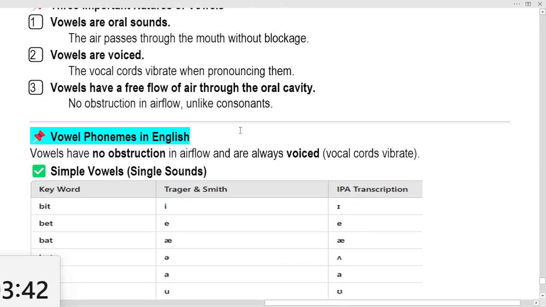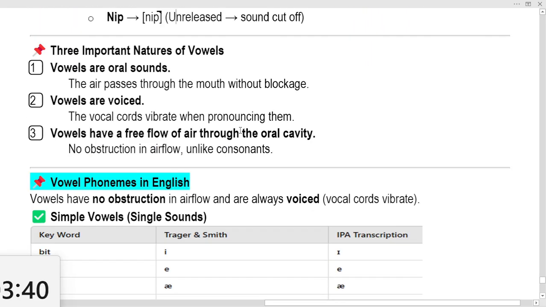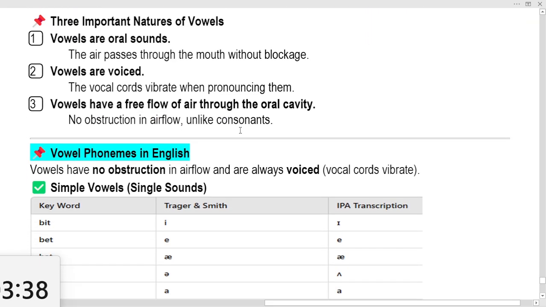Okay, next, let's go on with the three important natures of vowels. Vowels are always oral sounds. Anong ibig sabihin yan? Air passes through the mouth without blockage. Hindi binablock ng velum, kung ano pang pwedeng part sa speech mechanism na pwedeng mag-block ng air, right? Ano ba yung mga air passage natin? We have three: the nasal, the oral, and the pharynx.